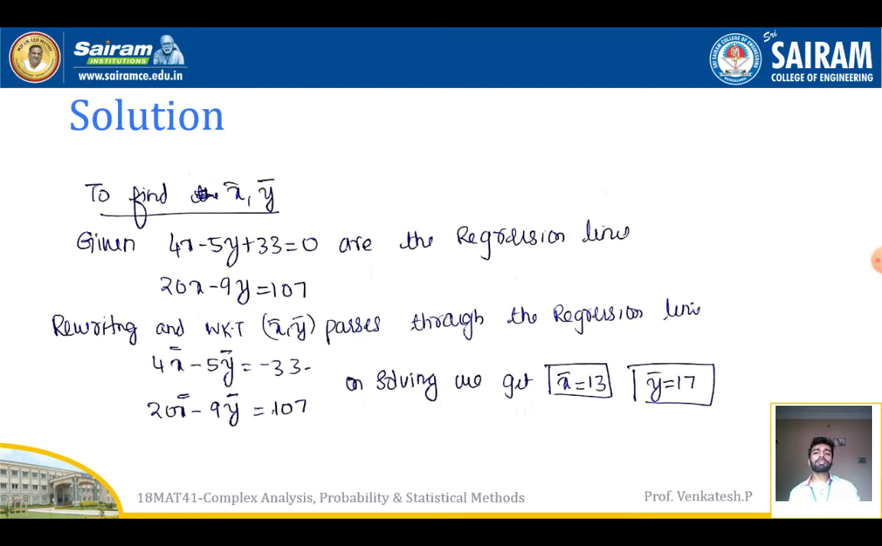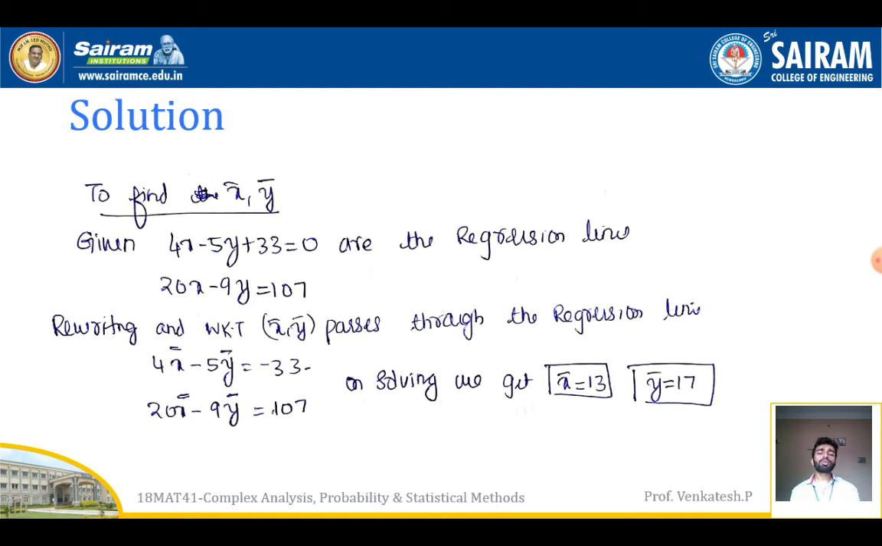Given 4x minus 5y plus 33 is equal to 0 and 20x minus 9y is equal to 107 are the regression lines. Rewriting the equations in terms of x bar and y bar, as we know that x bar, y bar passes through the regression lines, I get 4x bar minus 5y bar is equal to minus 33 and 20x bar minus 9y bar is equal to 107. On solving these equations, in the calculator go to equation mode, take two unknowns and solve. We get x bar is equal to 13 and y bar is equal to 17, the mean of x and the mean of y.